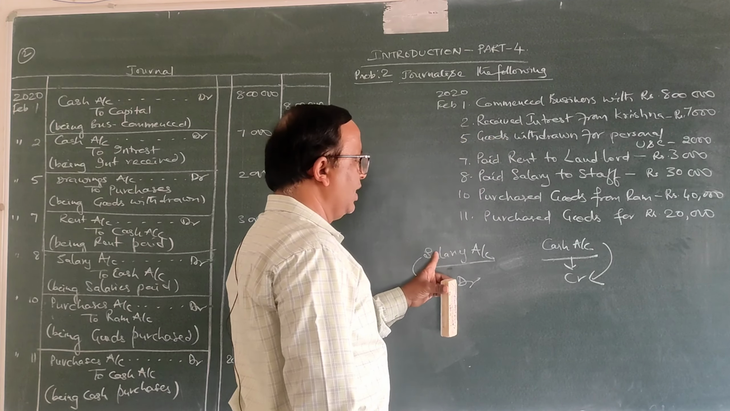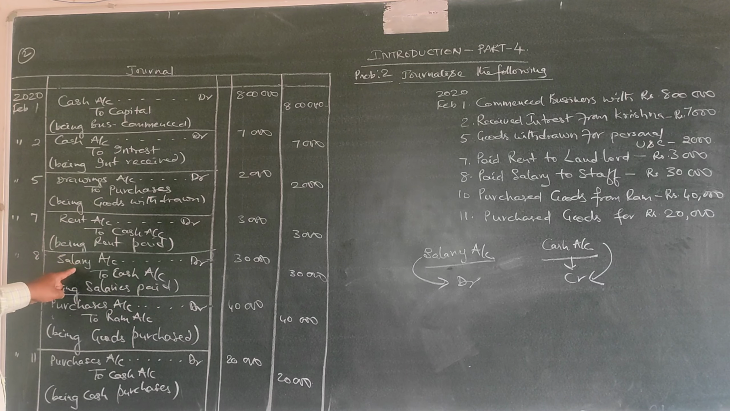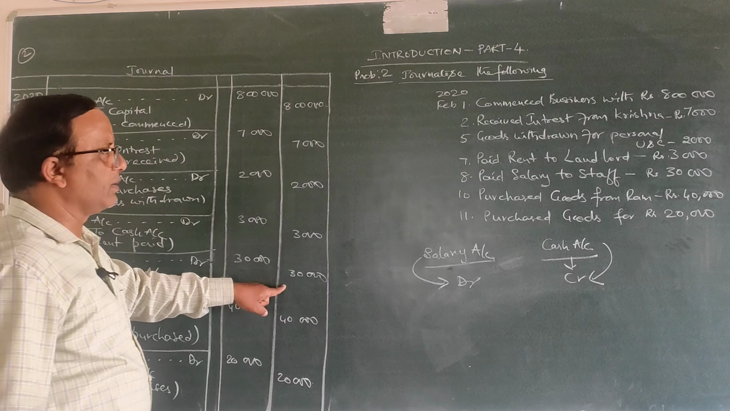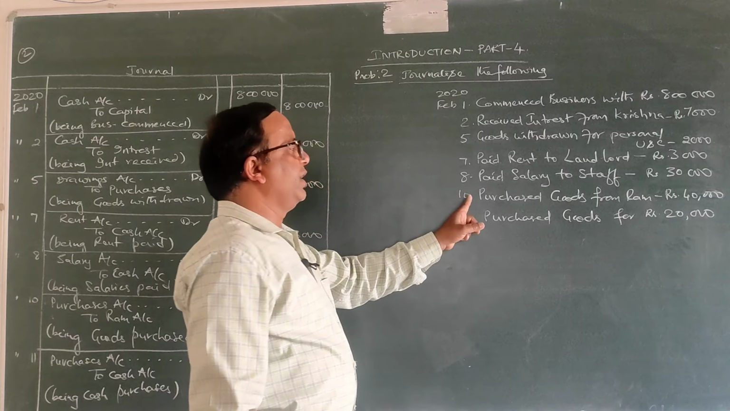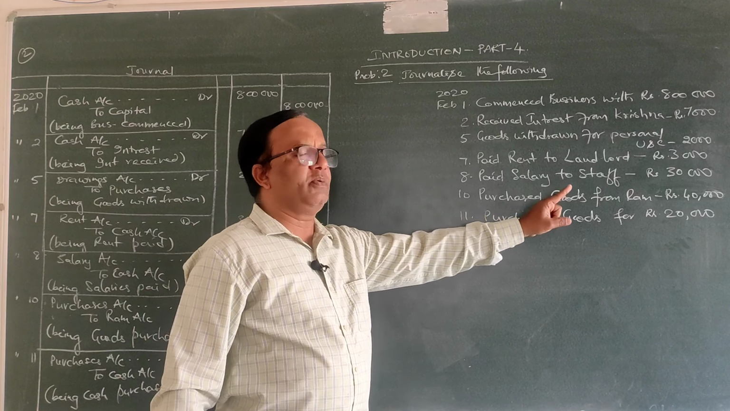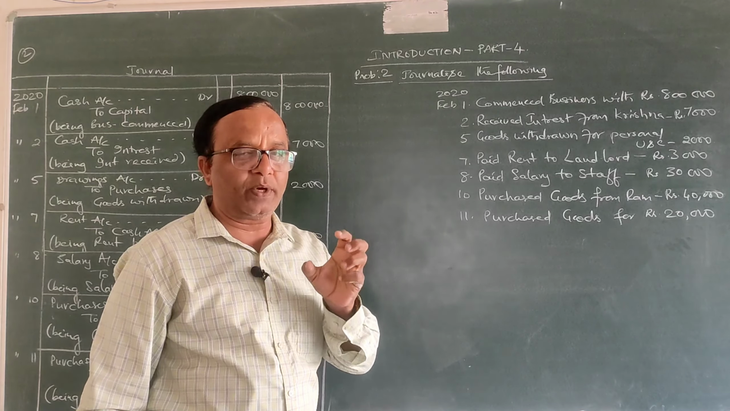So your entry should be salary account debit to cash account. Observe here, salary account debit to cash account. Being salary is paid. That is the entry. Okay. Next. See, on the 10th date, purchased goods from RAM 40,000. What have you purchased? Goods you have purchased.